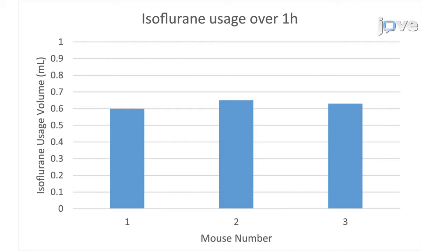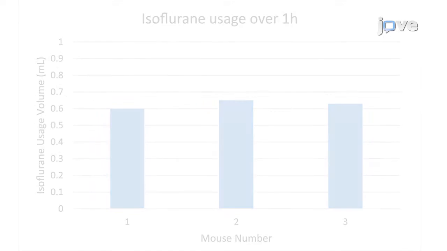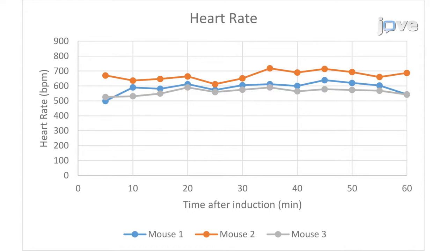This figure shows the amount of isoflurane used in milliliters for 3 different 6 to 7 week old C57 Black 6 female mice over 1 hour of anesthesia maintenance using the digital low-flow anesthesia system. Due to the low flow rates, the low-flow syringe-driven digital vaporizer consumed less than 1 milliliter of isoflurane over the course of 1 hour. The heart rate of the 3 mice, measured in beats per minute using pulse oximetry at 5 to 60 minutes after induction, is shown here.